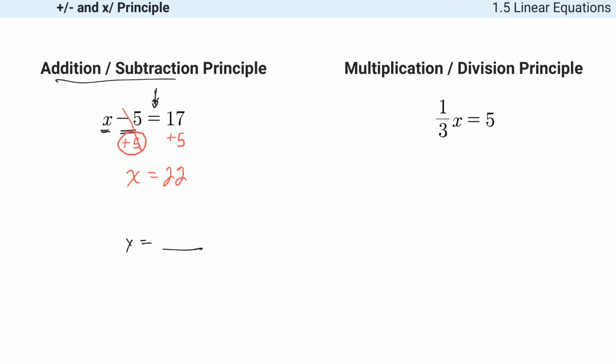Multiplication division principle, same kind of thing. I want to solve for x, so right now I want to get rid of this 1/3. What you could do is divide both sides by 1/3, but it might be easier just to multiply both sides by 3. Because if I multiply both sides by 3, these 3's cancel, and I'd be left with 1x, or just plain x. But if you multiply the left side by 3, you have to multiply the right side also by 3. Okay, so those are two principles that we use with linear equations.